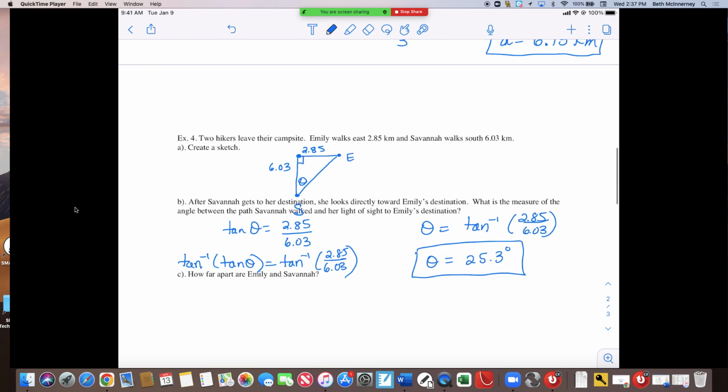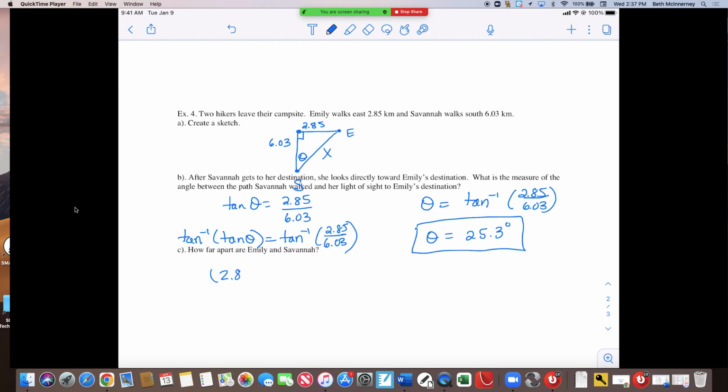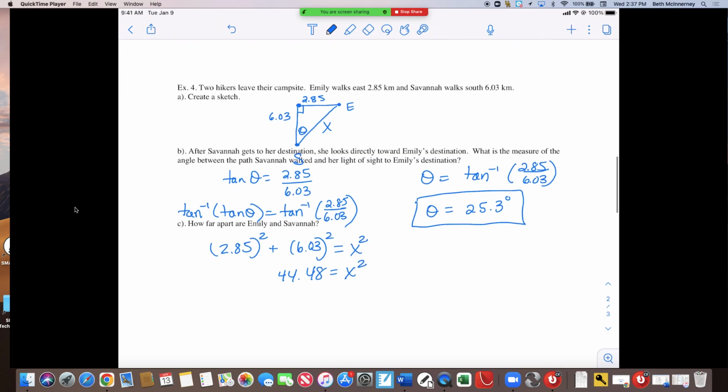All right, now it says, how far apart are Emily and Savannah? So that is the hypotenuse. Now, I can think of at least 4 ways to solve it from here. And you can do it whichever method you want. But guess what I'm going to do? If I know 2 of the 3 sides of a right triangle, I know a squared plus b squared equals c squared. And I can do Pythagorean theorem. But you can also do sine, cosine, and find x that way, and that's okay too. Include your units.